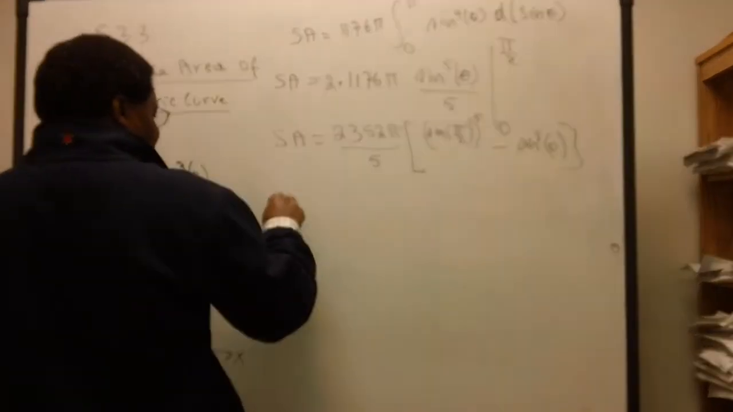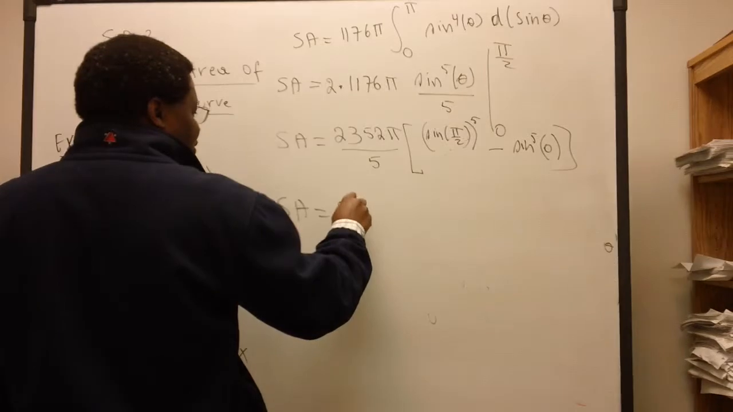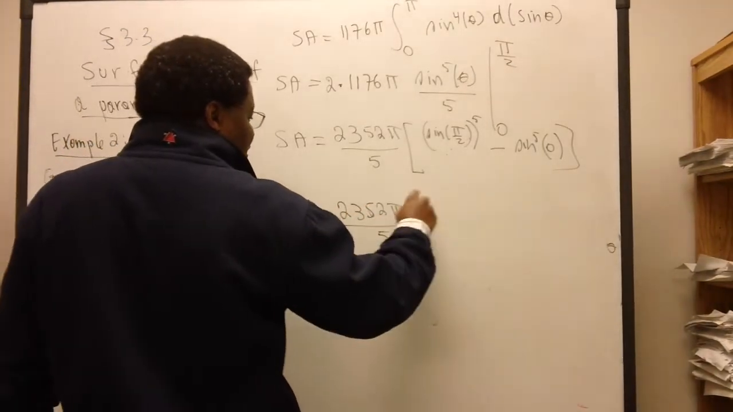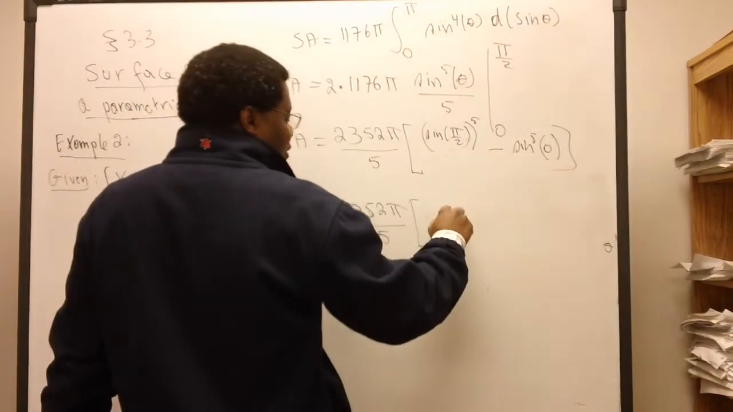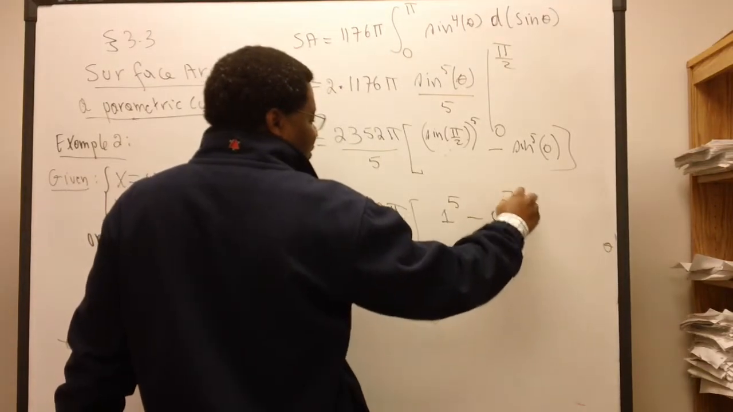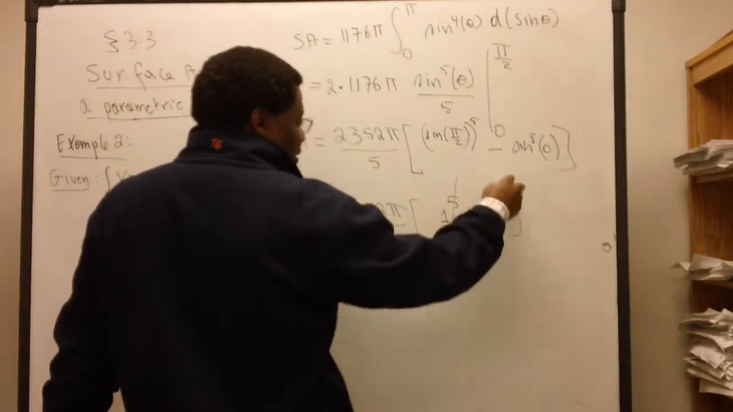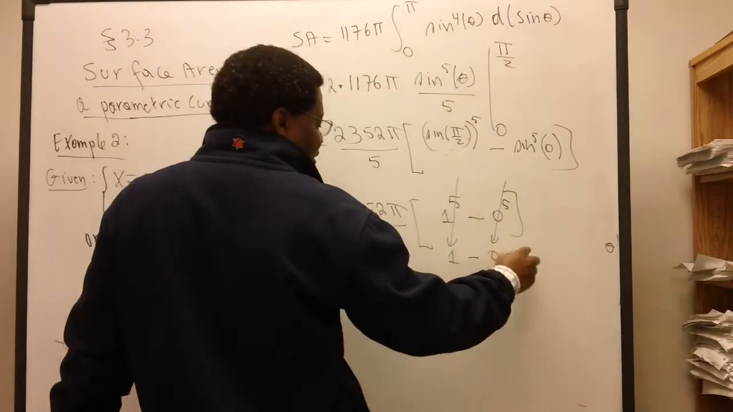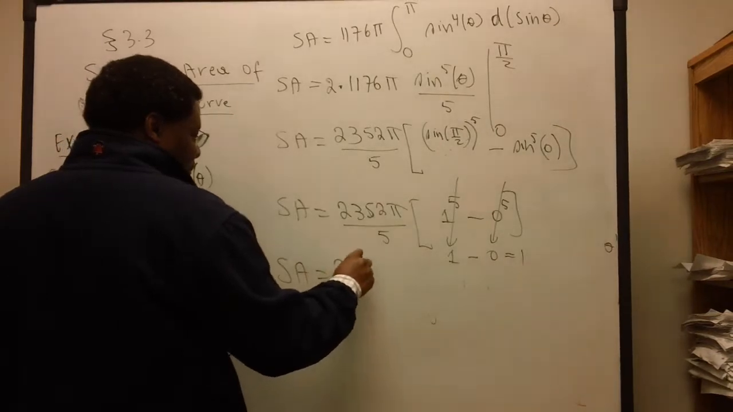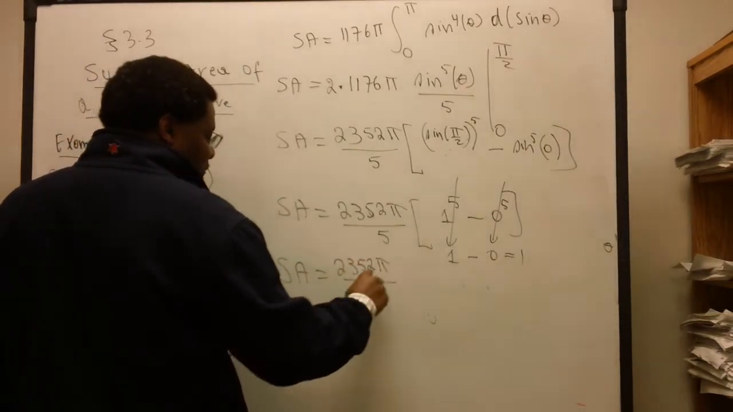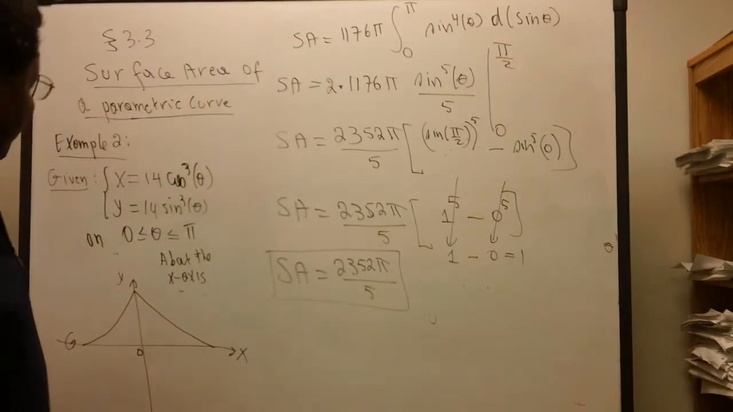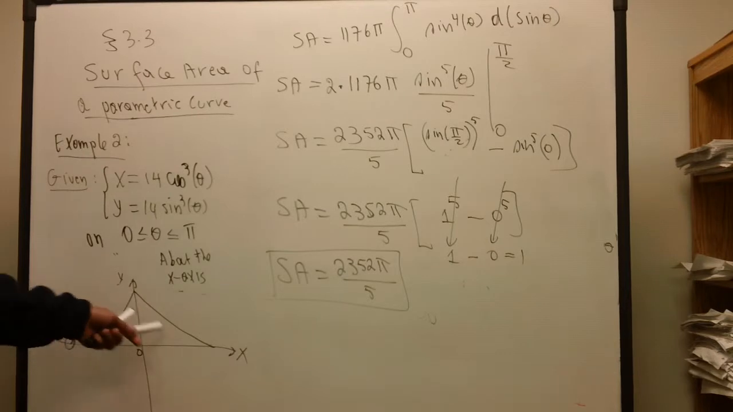So we get SA equals 2352 pi over 5 times. Now, sine of pi over 2 is 1, so you get 1 to the 5th, minus sine of 0 is 0. So this gives you 1, and this gives you 0. So 1 minus 0 is 1, so you end up with the surface area of 2352 pi over 5. So that is the surface area generated by this parametric curve.